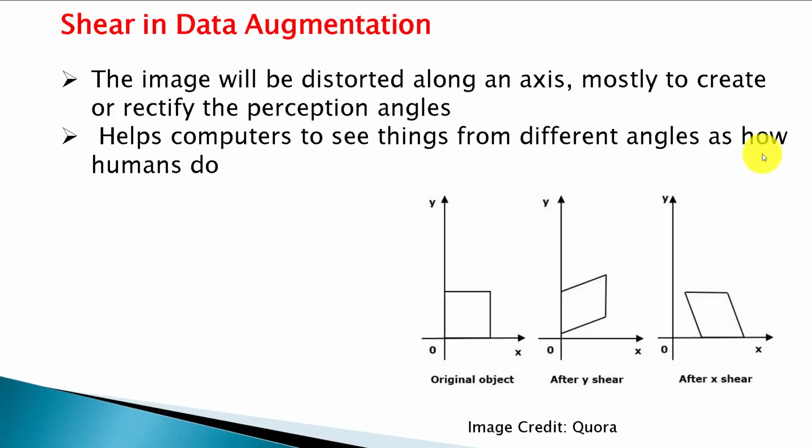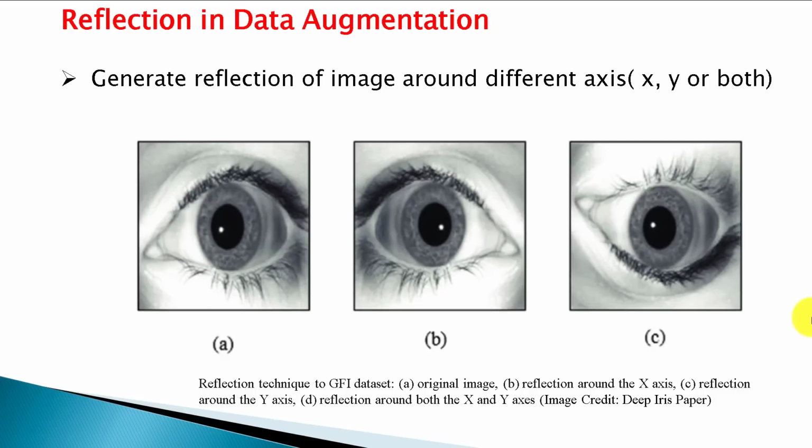This slide shows reflection in data augmentation. In reflection, we can generate a reflection of an image around different axes like the x-axis, y-axis, or both axes. In the figure below, we can see in figure A, we have the original image, and image B is the reflection of image A in the x-axis, and image C is the reflection of the original image A in the y-axis. This reflection process is also successful in creating new data from the sample data.